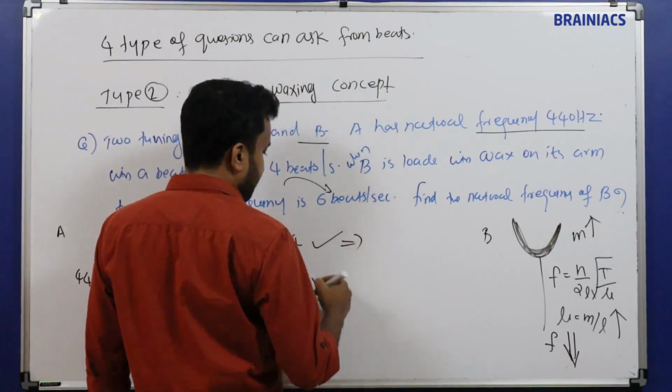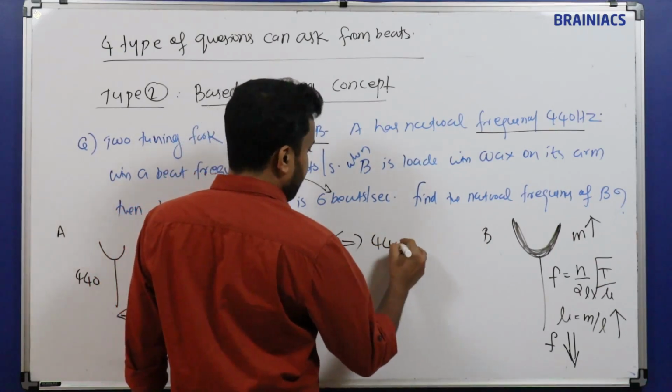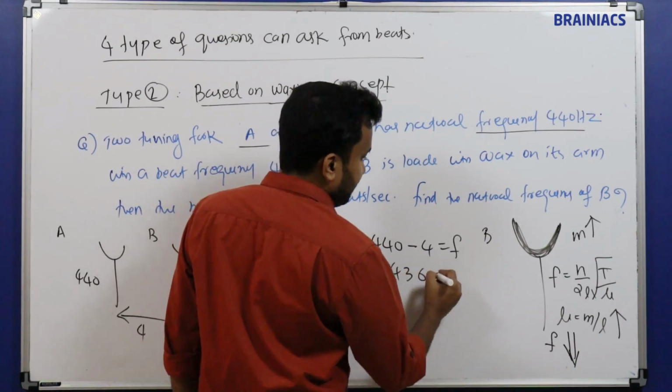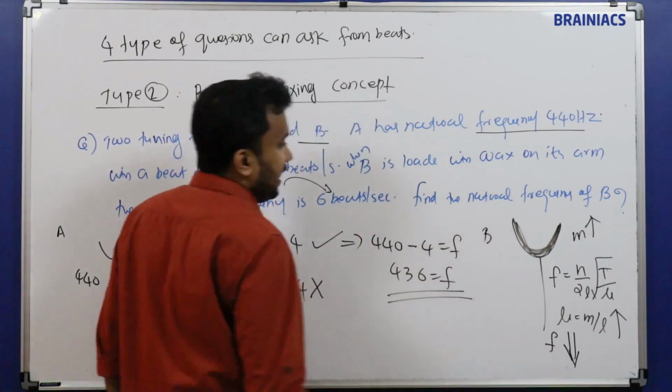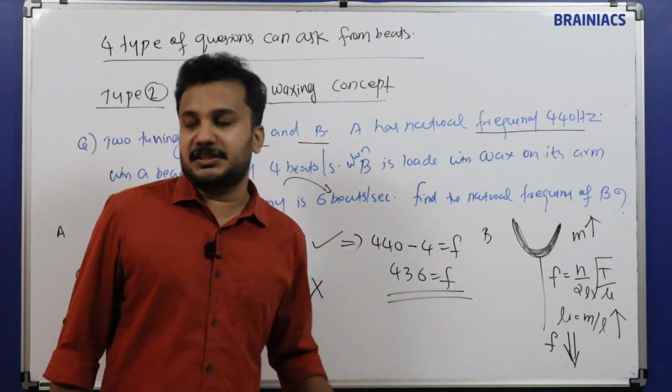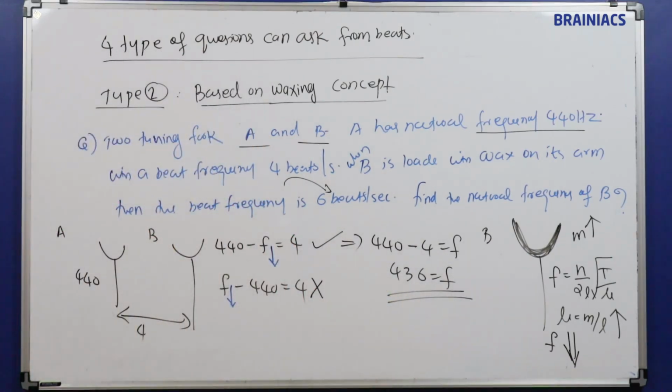So we will substitute here. So what will we get? 440 minus 4 will be equal to f. 440 minus 4 gives 436, so f is 436. So this is the answer to the question. The natural frequency of the tuning fork B is 436 hertz. 436 hertz is the correct concept.